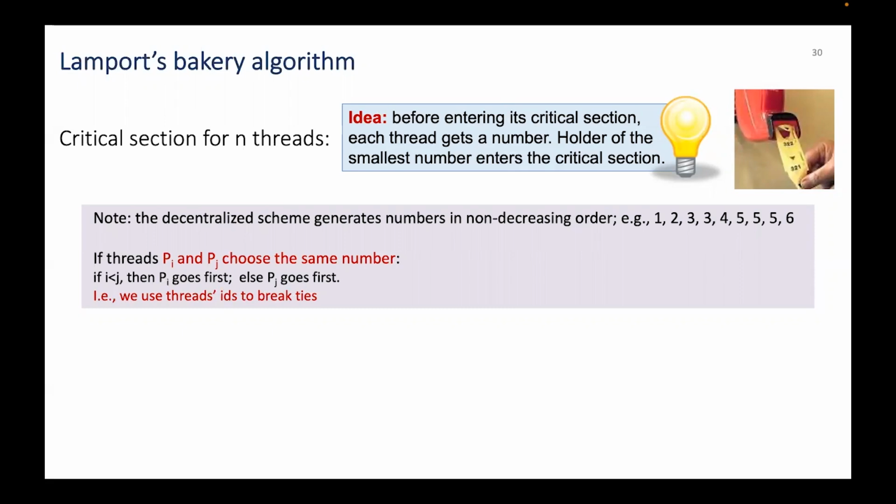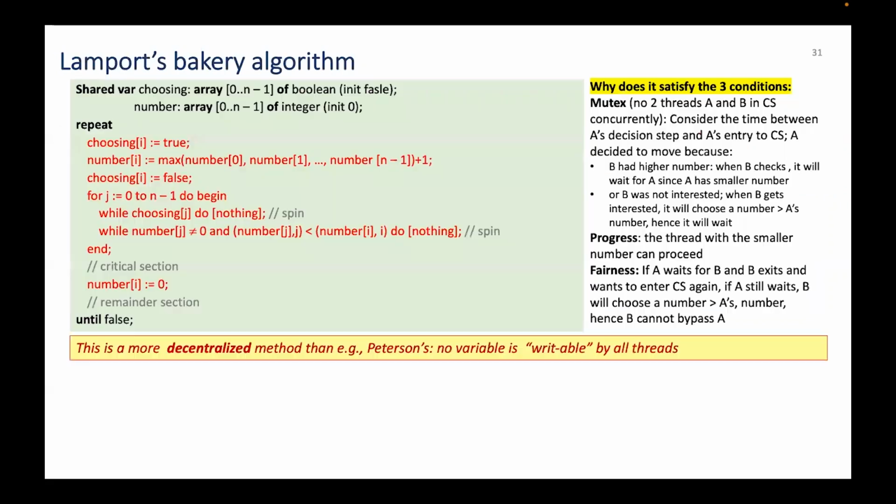We assume the numbers given by the take-a-number system are non-decreasing. Non-decreasing means that two or more consecutive numbers can be the same. If we also assume each thread has a unique ID, we can break ties, saying that if two or more threads have the same number, the one with the smallest ID can enter its critical section.